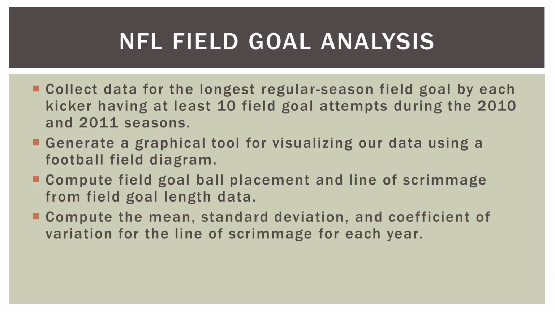Then I computed the mean, standard deviation, and coefficient of variation for the line of scrimmage for each year. And in case you didn't see my previous video, the coefficient of variation is very simple. It's just the standard deviation divided by the mean times 100 to get a percentage. So basically it's what proportion of the mean is the standard deviation. So standard deviation divided by the mean.